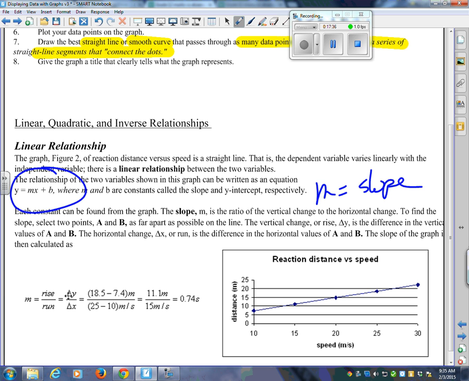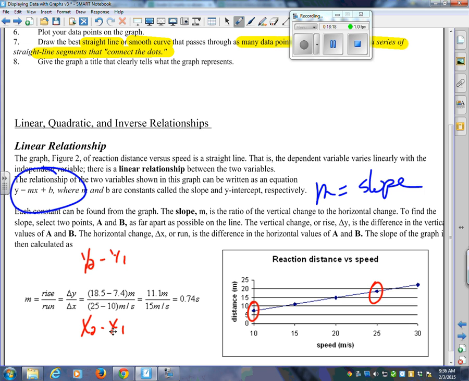So in this particular case, I picked 2 data points. I'm using that one and that one. So the y value here is 18.5. Remember this? y2 minus y1 all over x2 minus x1. Has anyone never seen that before? Good. You can all calculate slope, right? We're going to find out. So it's 18.5 minus 7.4. The x here is 25. The x here is 10. Does the y have to be on top? Yes. The x has to be on the bottom.